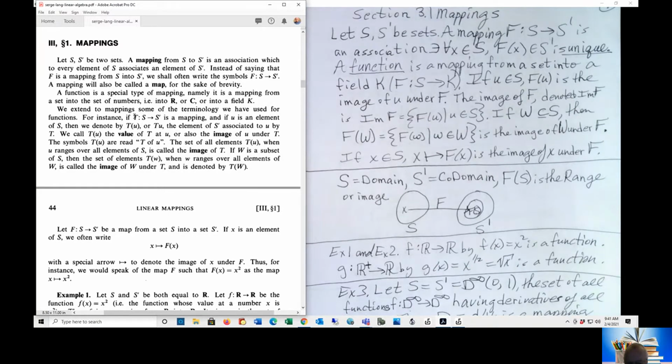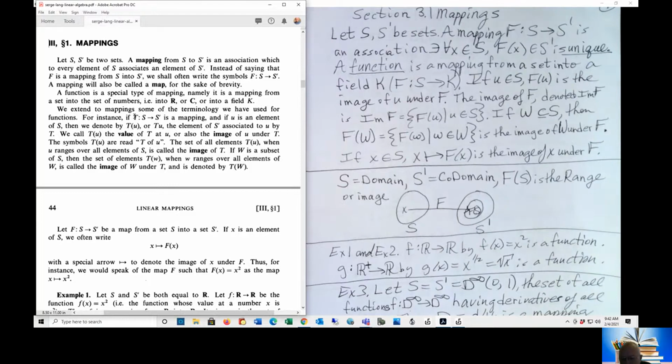Now, some more terminology I don't think was mentioned exactly there in the book. Of course, we call S the domain set, but now S prime is the codomain. And then f of S is the range or the image of f. And you note that the range is a subset of the codomain.